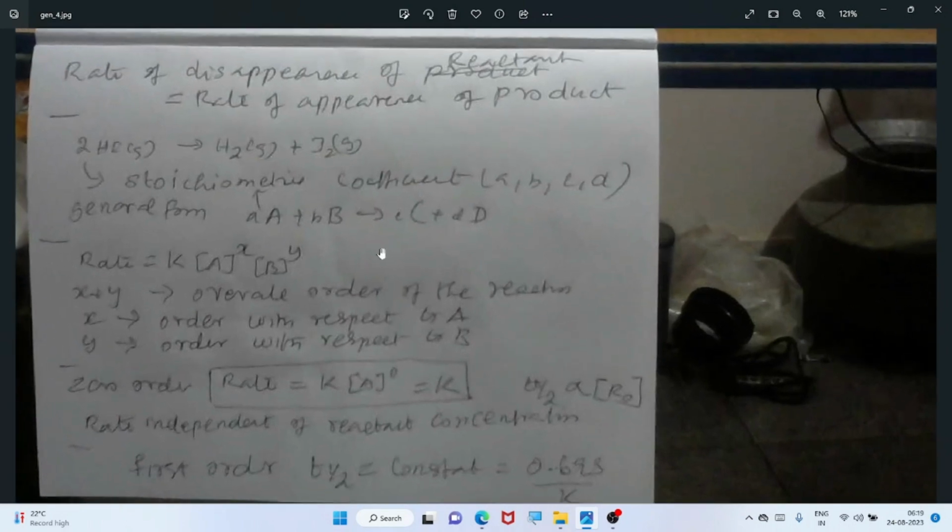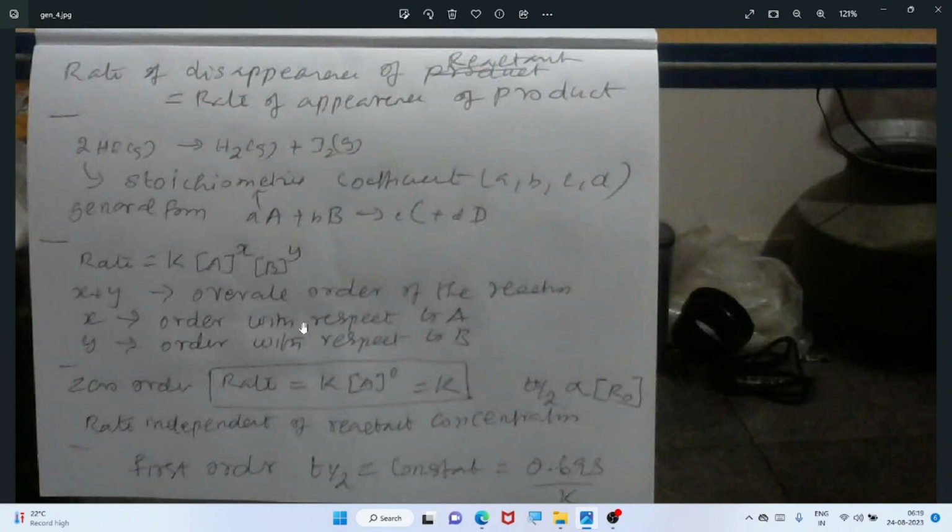See, when you have a reaction, the rate of disappearance of the reactants is equal to the rate of appearance of the product. Reactant concentration is constantly decreasing, while product concentration is increasing. So you take this reaction. What does stoichiometric coefficient mean? This is the general form of the reaction. This A, B, C, D, they are stoichiometric coefficients. Here in this reaction, 2 is the stoichiometric coefficient.